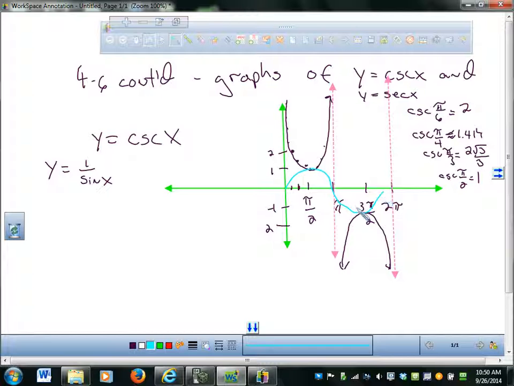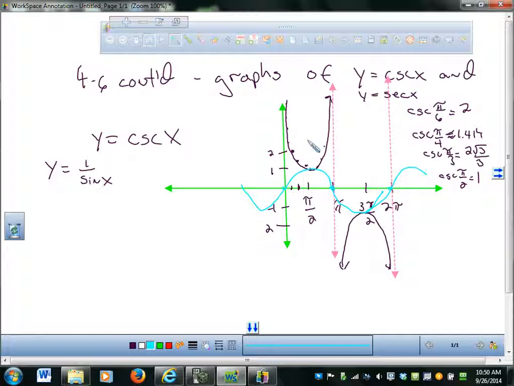Oh, I missed. Oh well, you get the idea. Up like that, and down, and it goes like that forever and ever, right? You get the idea, okay? And everywhere I have a 0 on my sine function, what do I have on my cosecant function? An asymptote. Everywhere I have a 1 or a -1 on my sine function, what do I have on my cosecant function? A 1 or -1.